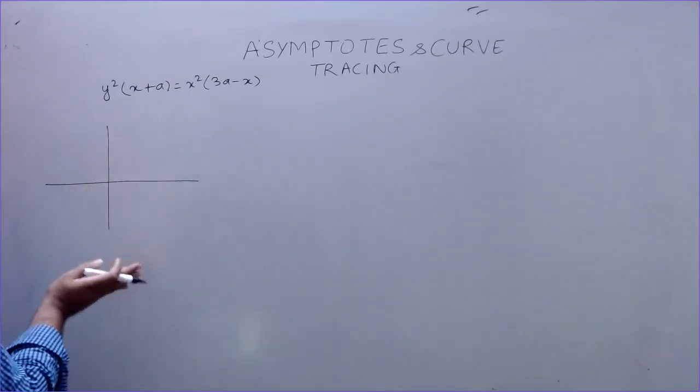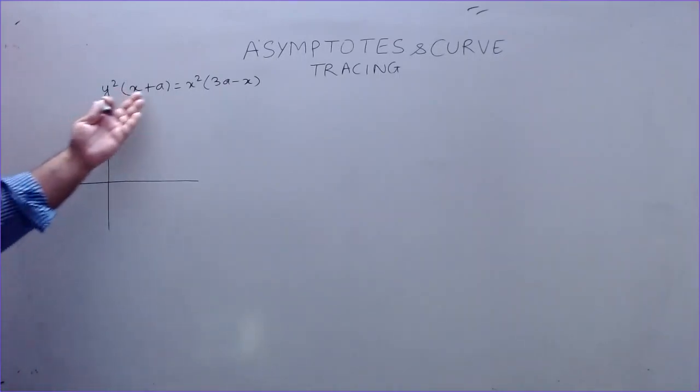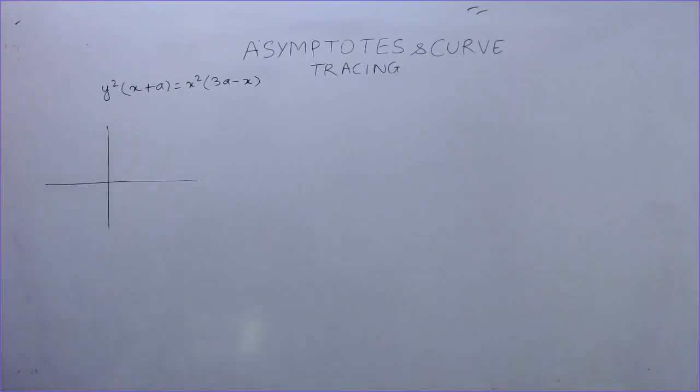half on this side, half on this side. Then the second thing is whether it passes through the origin. Yes, because there is no constant term in the equation, so it passes through the origin. What is the tangent at the origin? So put the lowest degree term in the equation equal to 0, for the tangent at the origin.